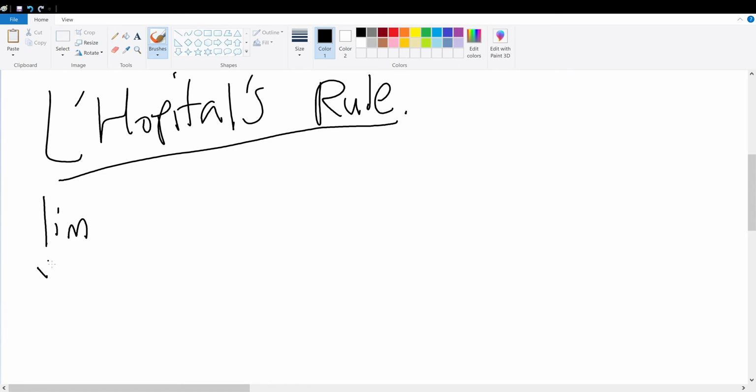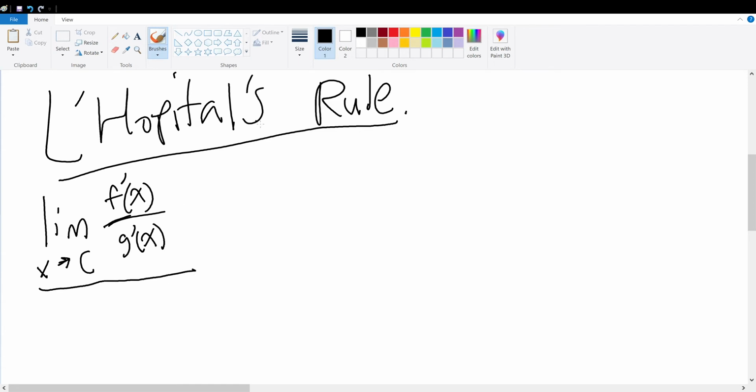So pretend you have a limit when x, let's say, goes to c, and then you're given a function of f of x and g of x. Well, to do L'Hopital's rule, you simply take the derivative of both functions in the limit. So that is essentially what L'Hopital's rule is.